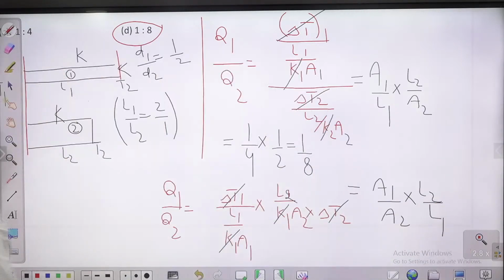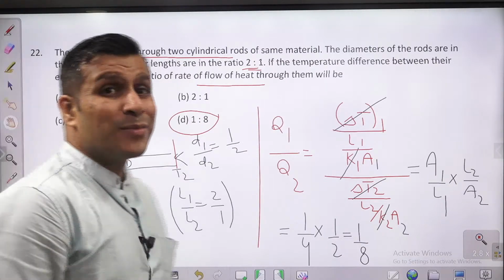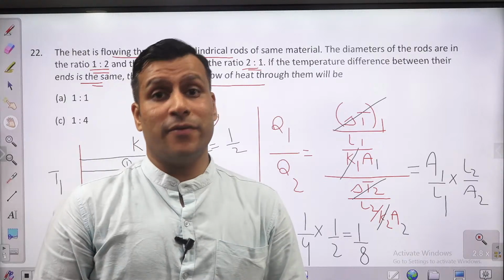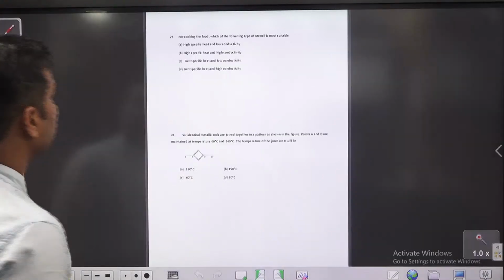So you will get the answer, guys, 1 by 8, not 1 by 4. 1 by 8 is the right answer, guys. Mari Muthu, please check. 1 by 8 is the right answer for this question. Okay. So this is question number 22. D is the right answer, not 1 by 4. Please check. So I think you are making some kind of calculation mistake. That's why you are getting 1 by 4. Fine. Let us move to next question, question number 23.